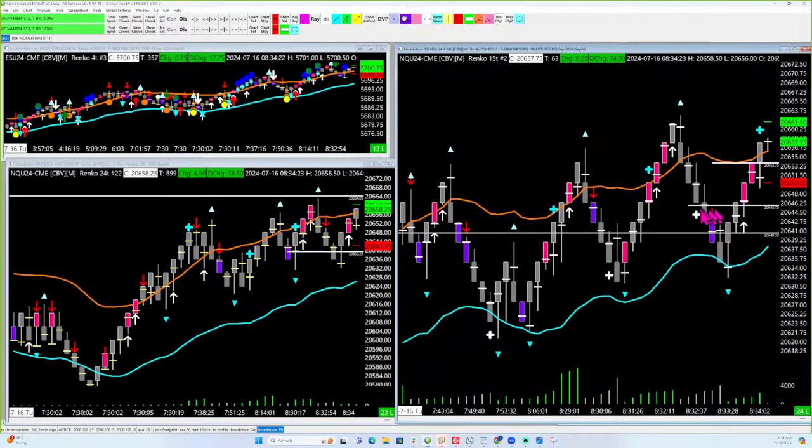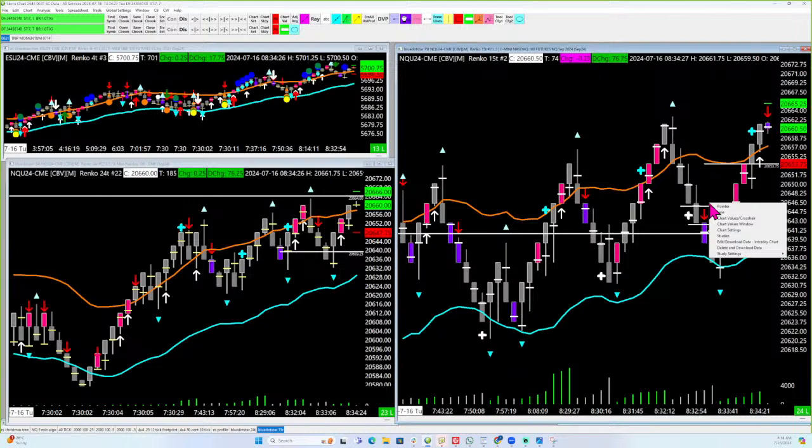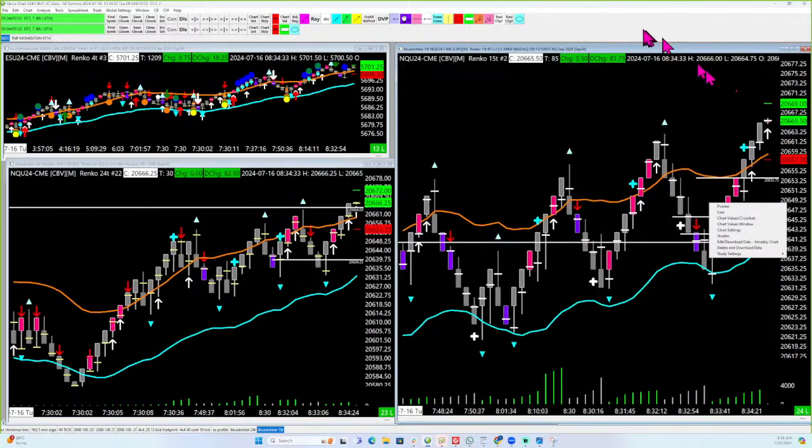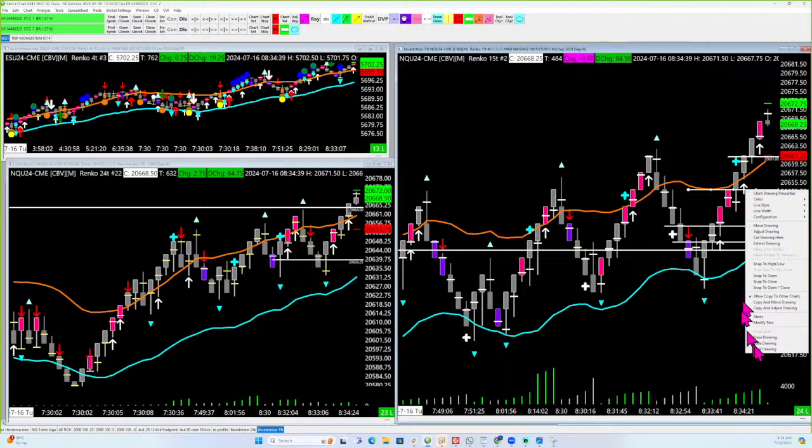So your entry would have been here at 42. Your stop would have been 53. So it's 10 to 15 points on the 15-tick chart. Your entry here for the breakout would be this bar right here with a 15-point stop. Okay? You got to determine whether it's breaking out or not.